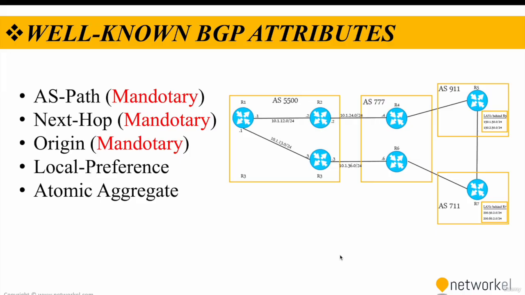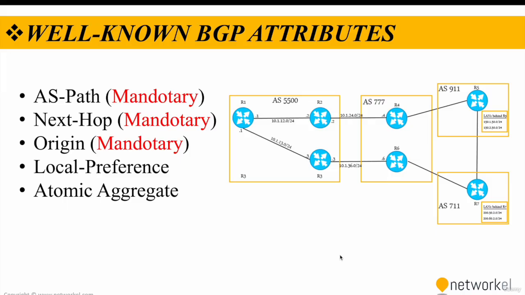And we have origin as mandatory. It indicates how route was learned. So the possible values are IGP, EGP, or incomplete for origin. And origin provides information about the origin of the route, helping to prioritize routes. So IGP is preferred over EGP, and it is preferred over incomplete routes.